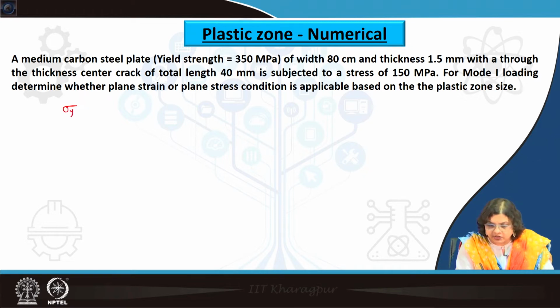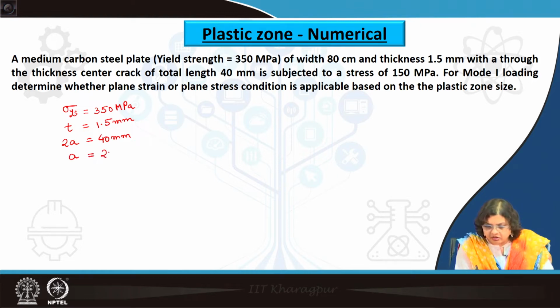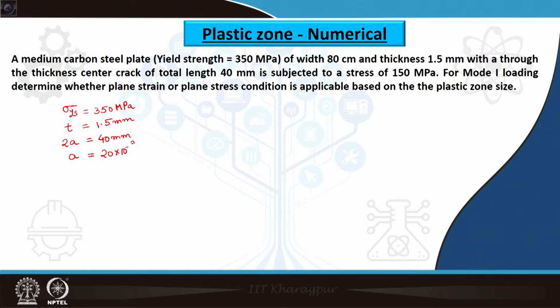We know that the yield strength of the material is 350 MPa and the thickness is given as 1.5 millimeter, and most importantly it has a crack of total length 2a equals 40 millimeter. So, that means a is 2 centimeter or 20 into 10 to the power of minus 3 meter, and the applied stress is given as 150 MPa.